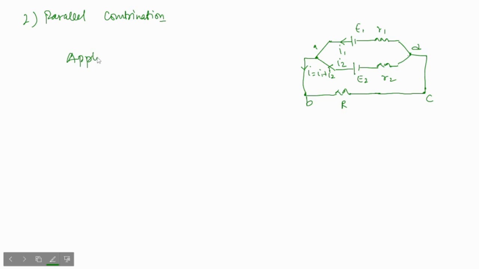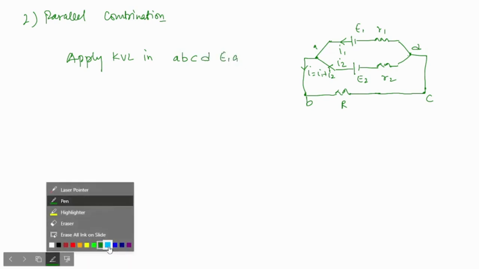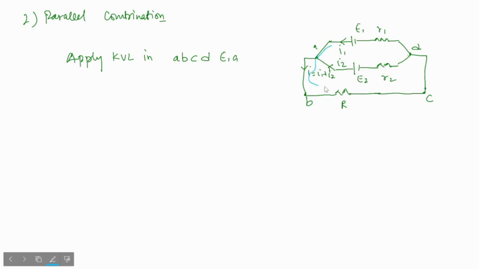Applying KVL in A, B, C, D, E1, A in this loop. So on applying KVL, what will be the equation? It will be I1 r1 minus E1 plus I into R. We are taking I as I1 plus I2. So from here you will get I1 is equal to E1 minus I into R upon small r1.